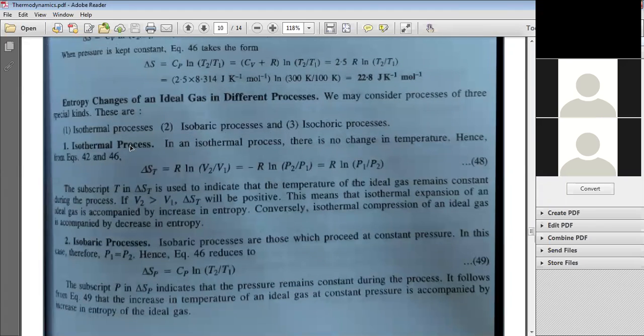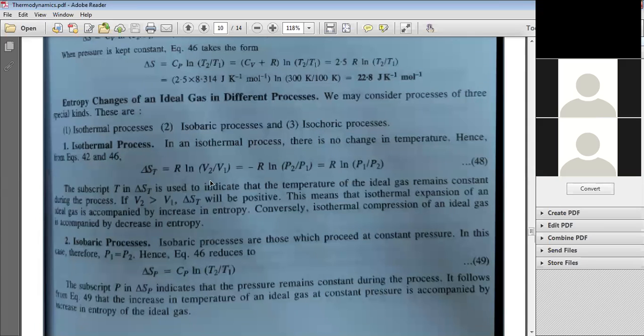If we have an isothermal process, during an isothermal process the entropy change will be denoted by delta S_T. T means temperature is constant. So if temperature is constant, we will have this expression for entropy change: R ln V2 by V1. This will be equal to minus R ln P2 by P1, and you can also write it as R ln P1 by P2. So the minus sign is adjusted within the log itself. These are some simplified, more specific relationships that hold good for an isothermal process.